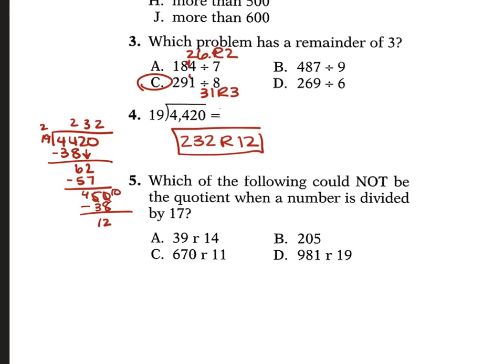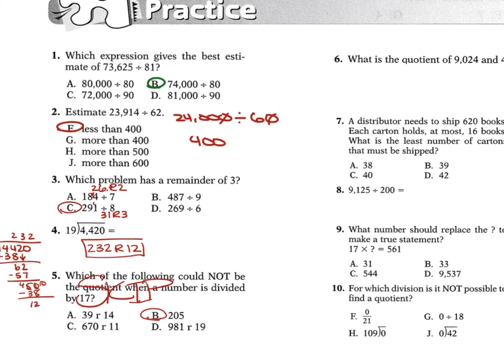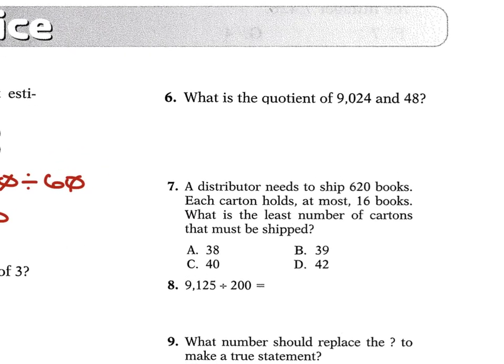5 says, which of the following could not be the quotient when a number is divided by 17? With all of these, most likely it's going to be B. I'm not worried about this one with you all. Which of the following could not be the quotient when a number is divided by 17? So, like I said, you can skip this one. I'm not worried about it. And I'm not going to ask you a question like that either.